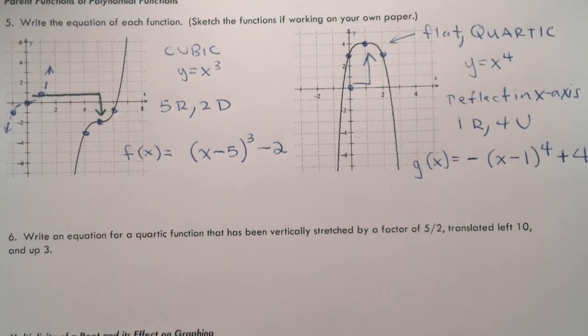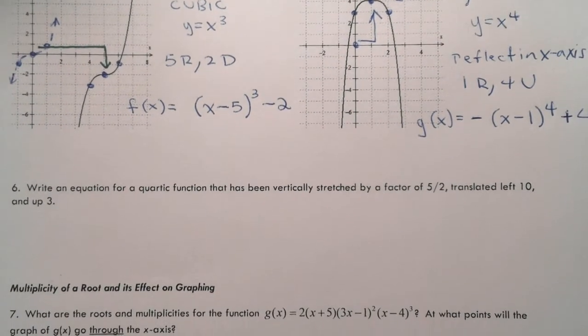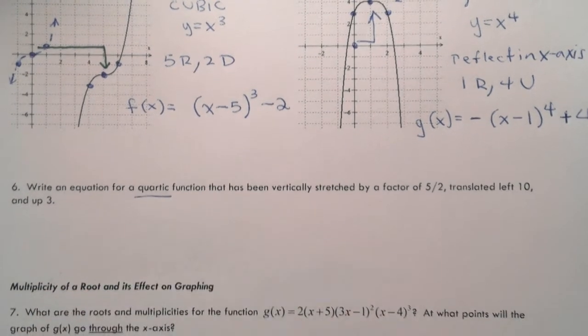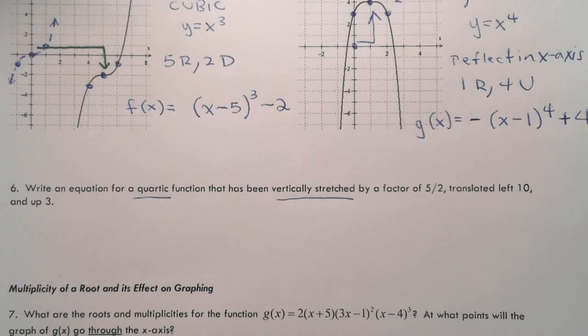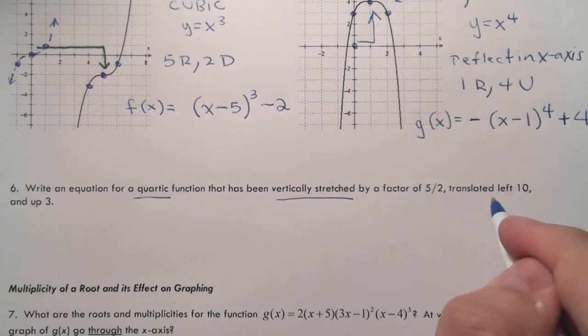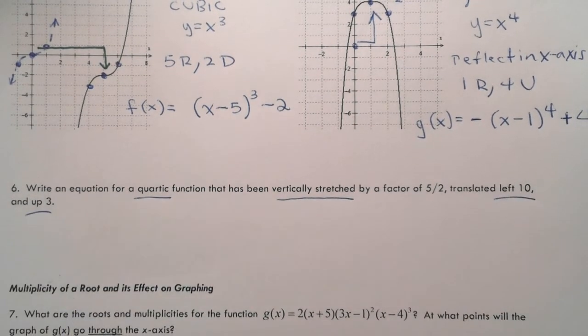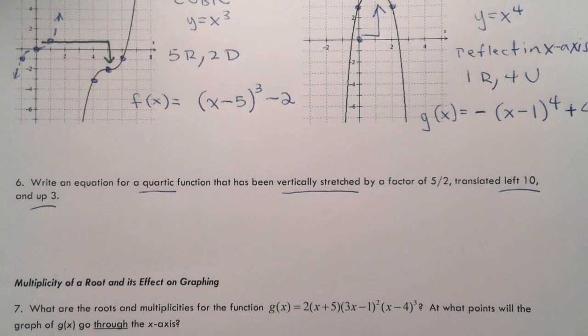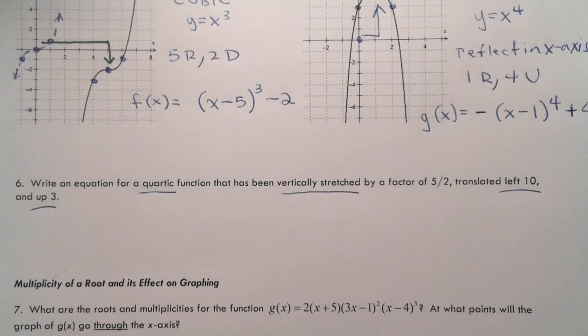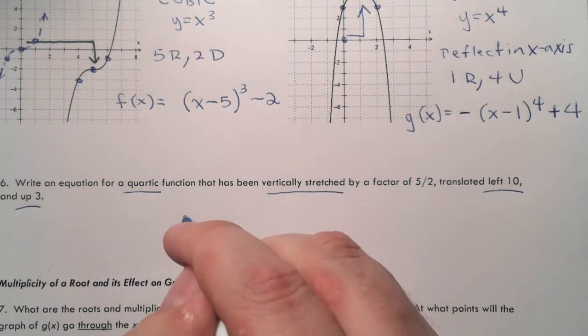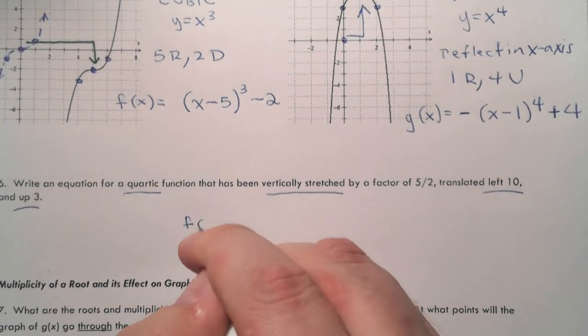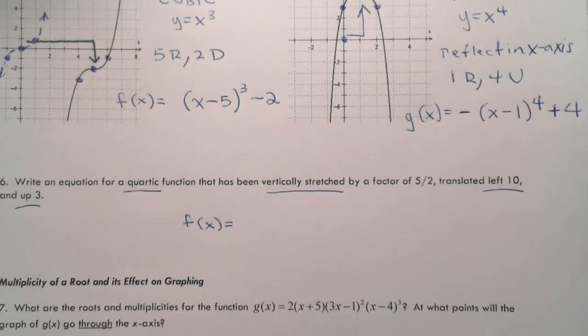How can I write an equation for a quartic function that has the following transformations? I need a vertical stretch by a factor of 5/2, and I have translations going left 10 and up 3. So again, it's a function. I can say y equals, f of x equals, g of x equals. It really doesn't matter. I will say f of x equals because I already started writing that.